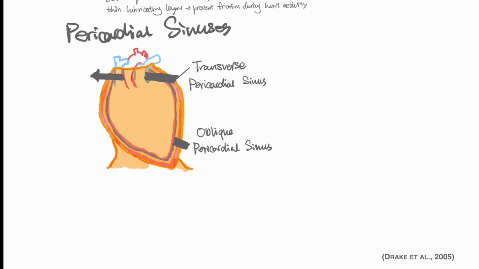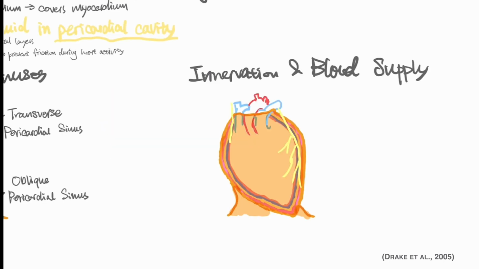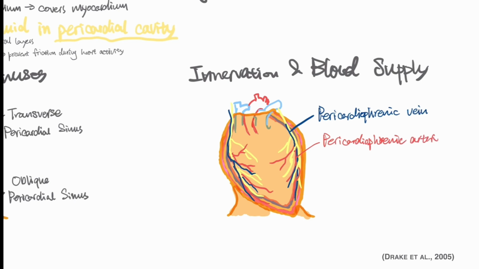The oblique sinus is a blind ending passage posterior to the heart and the left atrium, and it lies in between the left and right pulmonary veins. The somatic innervation of the pericardium is the phrenic nerve, which in the case of pericarditis, can be demonstrated as shoulder pain. And pericardiophrenic artery and veins are the main blood supply and drainage of the pericardium.